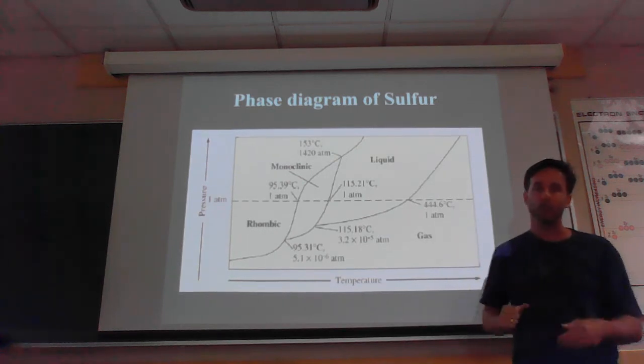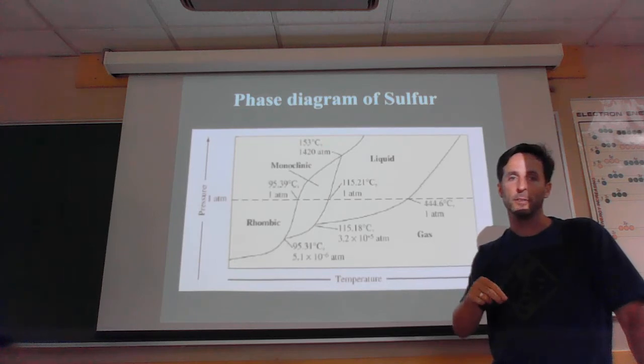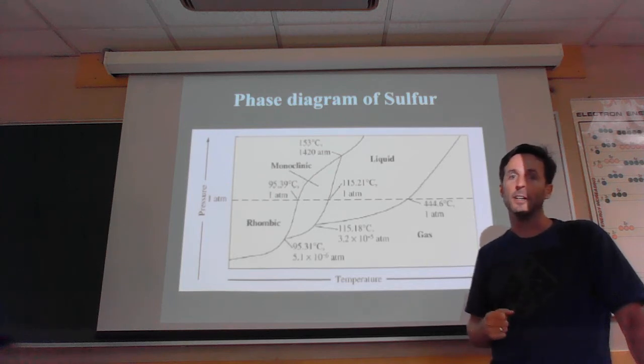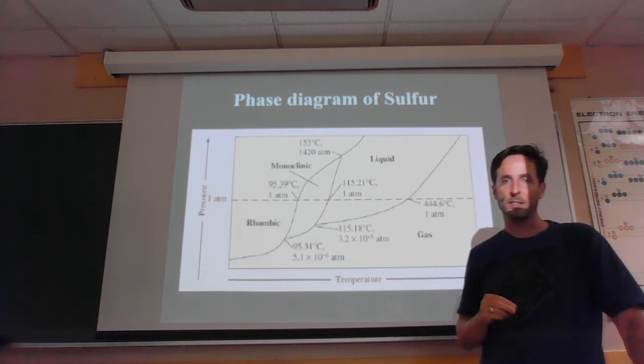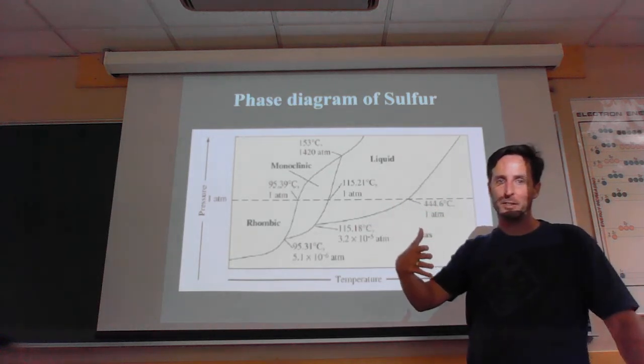So quick question, if you drew a heating curve for sulfur, how would it be different from water? Okay, if you thought about it for a second, hopefully what you came up with is that a water heating curve would have 5 segments, where 2 of them are phase changes. This one, if you drew it, you would have 7 segments.